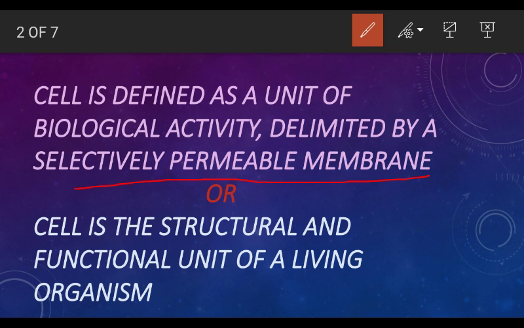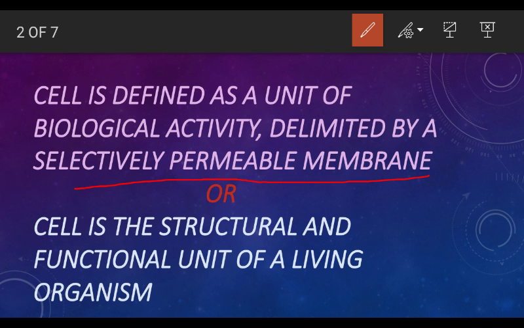It is selectively permeable because it allows movement of only some particular components. It won't allow all the components to enter anytime, right? It is selectively permeable, so it will allow entry of only some particular components inside the cell.